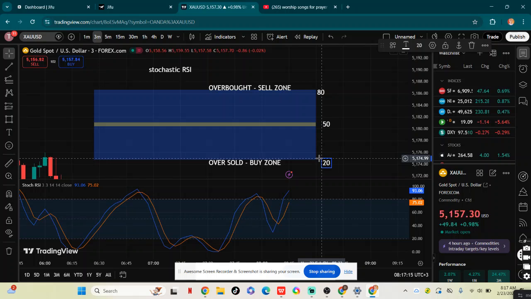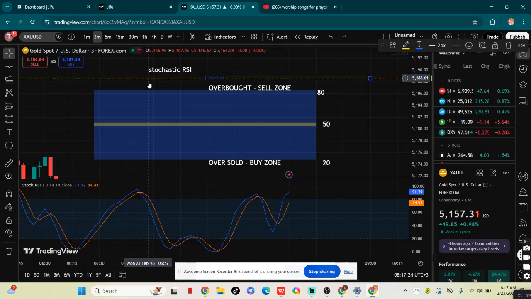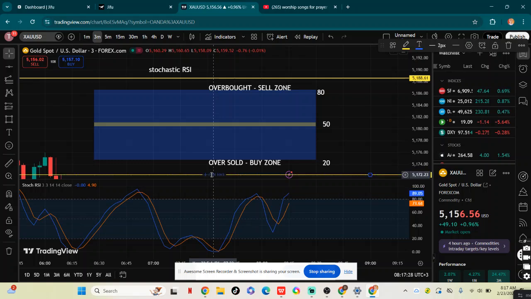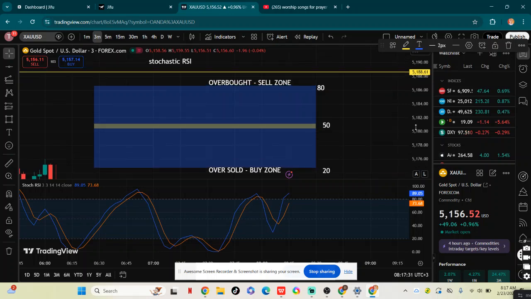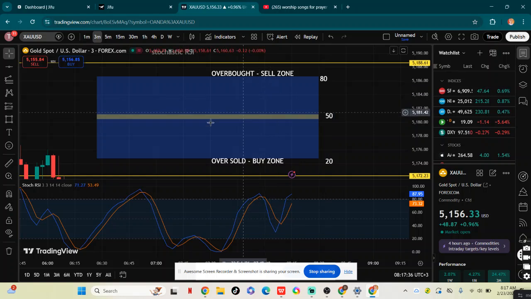Are we together? Some people use 100 here. They add the 100 level here and 0 at this level. So how do we check all that? How do we know when to enter? How does it help us? How does the RSI help us?